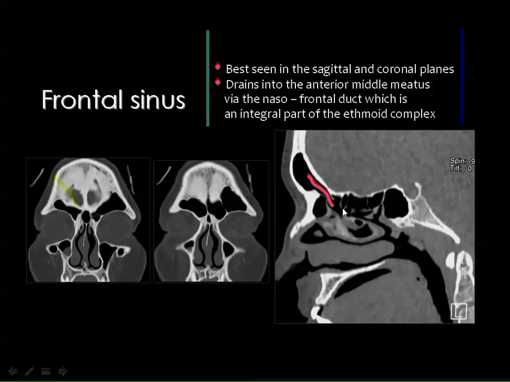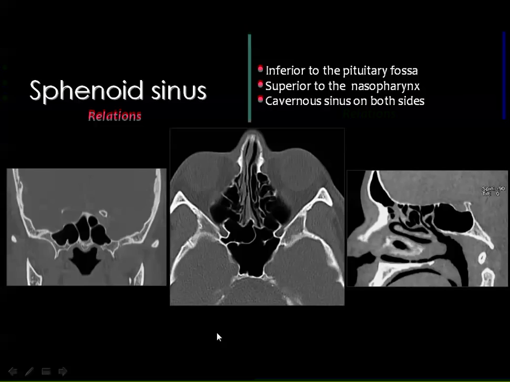Then you remember, if there is ethmoidal fracture, it will involve the nasofrontal duct, actually resulting in obstruction of the drainage of the frontal sinus. The sphenoid sinus lies inferior to the pituitary fossa and superior to the nasopharynx. On both sides, the sphenoid sinus is related to the cavernous sinus. And sphenoid sinusitis is one of the known causes of cavernous sinus thrombosis in some cases.